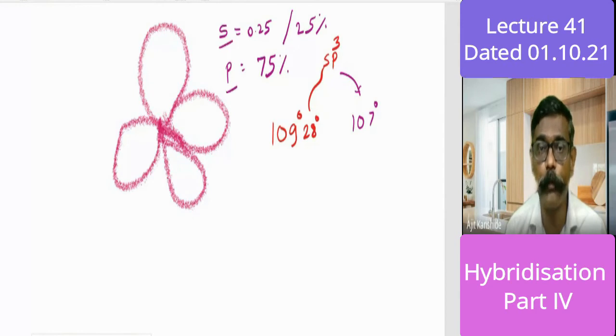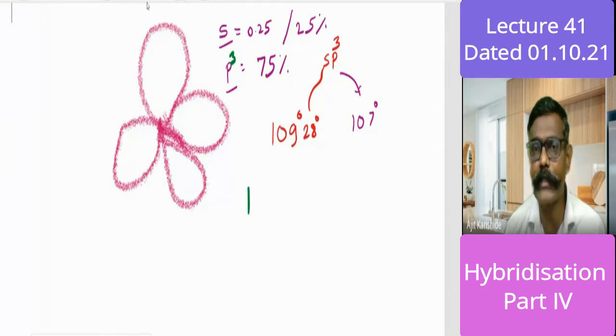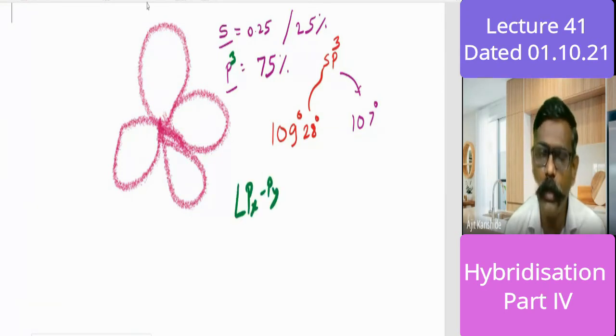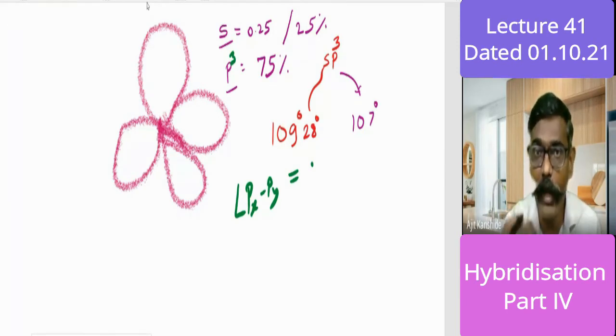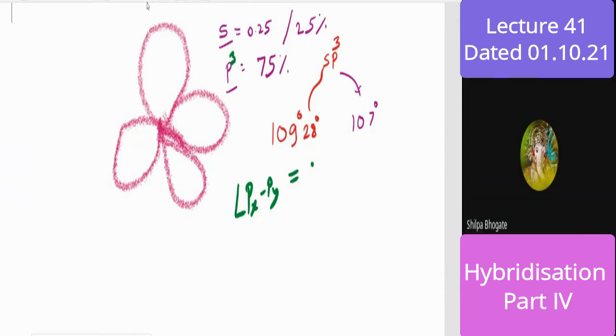Which orbitals are there? S orbital and P orbitals are there. How many P orbitals are there? 3 P orbitals are there. What is the angle between the Px and Py orbital, or Py and Pz, Px and Pz? Generally, I'm not talking about hybridization now. Generally, in Px and Py orbital, how much angle remains? Py and Pz orbital, how much angle remains? 90 degree. Yes, it is 90 degree.